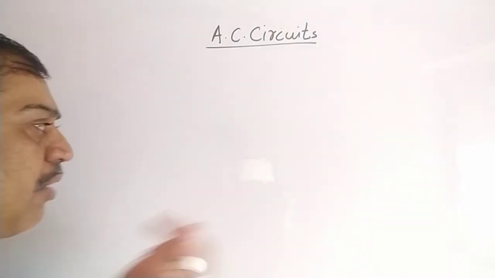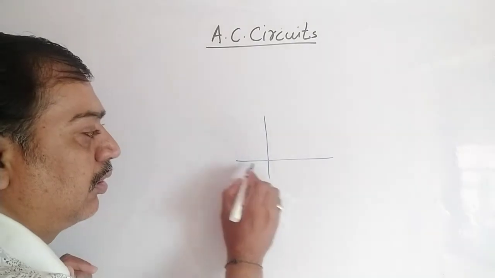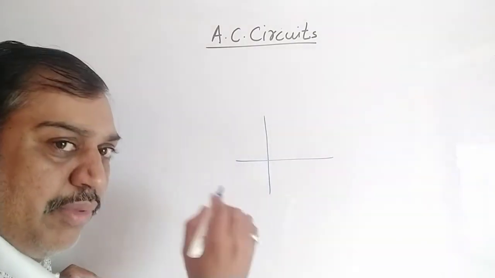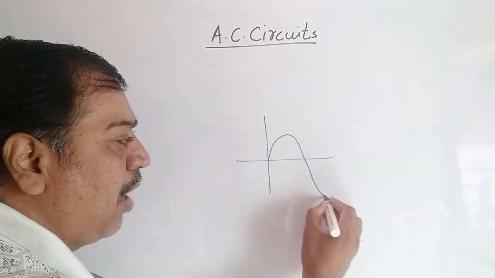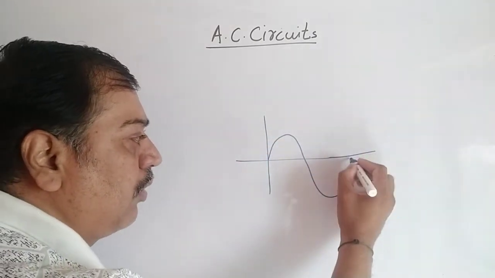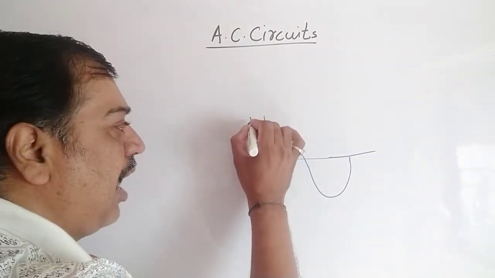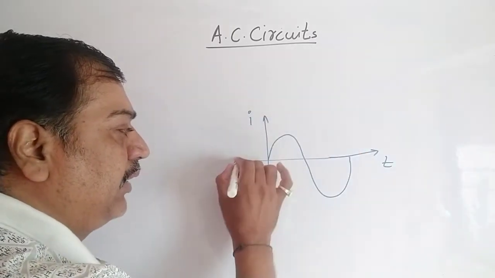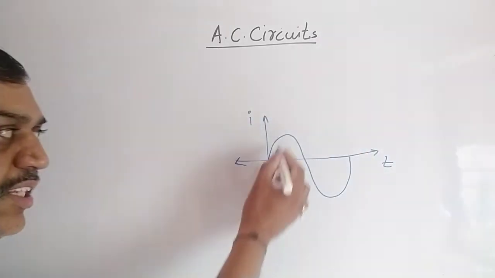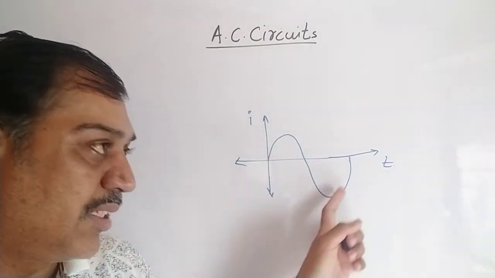For example, I can draw it here. Suppose I have drawn it like this. Just the two axes I have drawn, and the wave goes like this, starts at 0, goes up, and again comes down, again becomes 0, and so on. Suppose this is a current I changing with time. So this wave represents the variation of current with time. Here the current is varying sinusoidally.